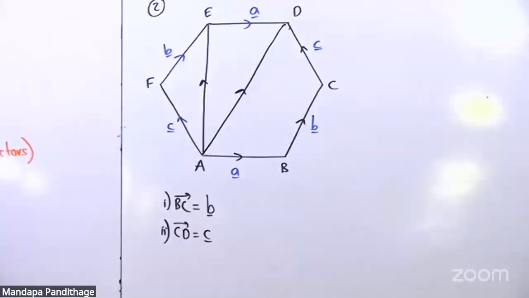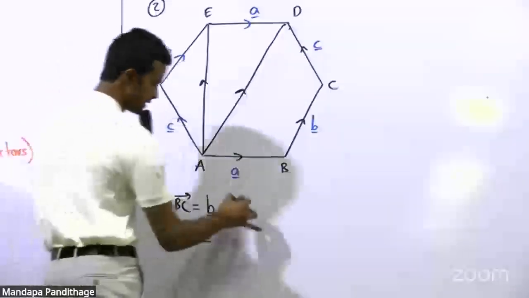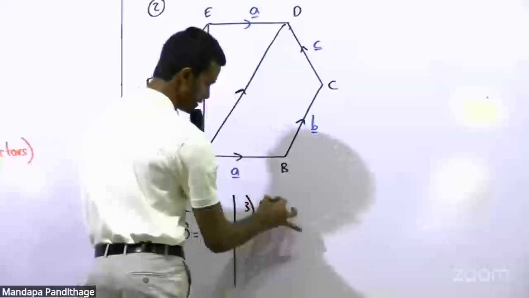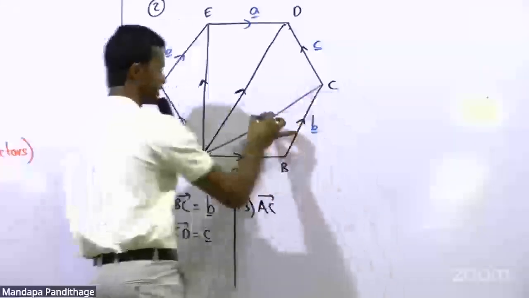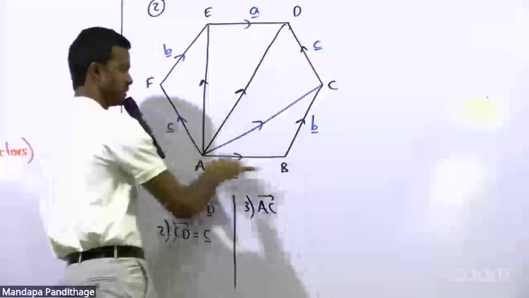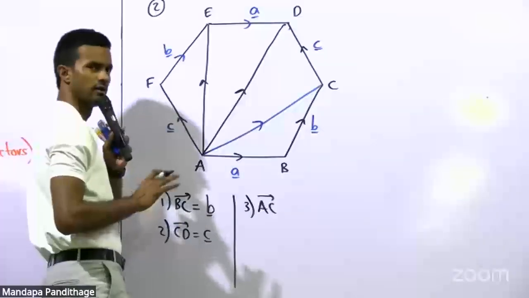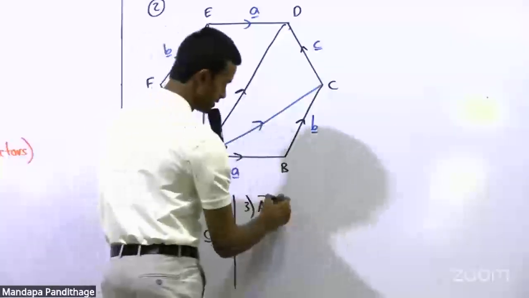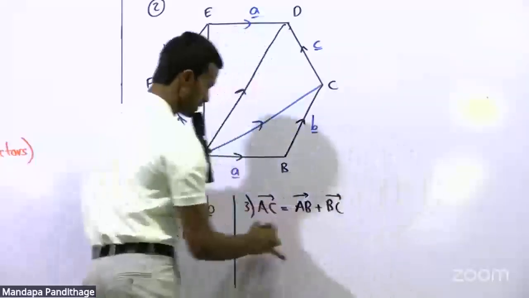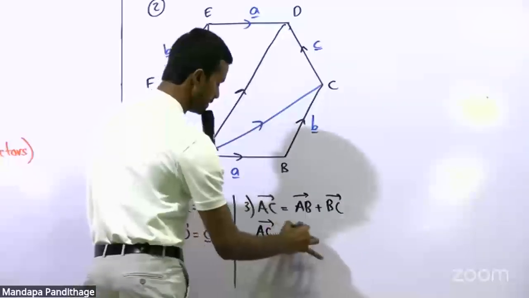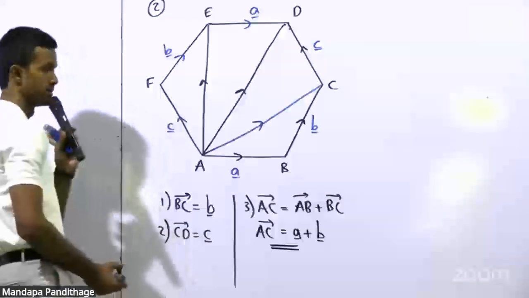So the third one is AC. How do you take AC? I told you, start from A and go to C and add the vectors you get on the way. You have A and B. So AC is equal to AB plus BC. AB is equal to A and BC is equal to B. So it's A plus B.